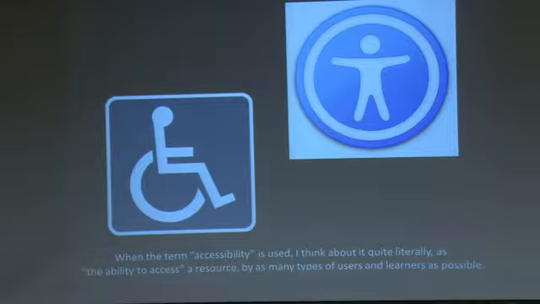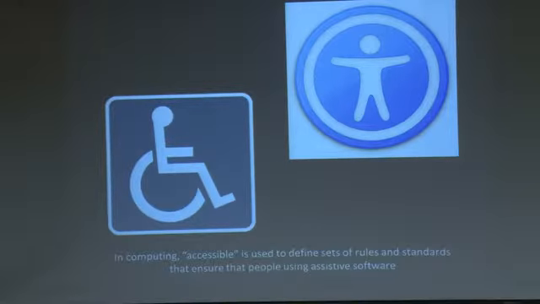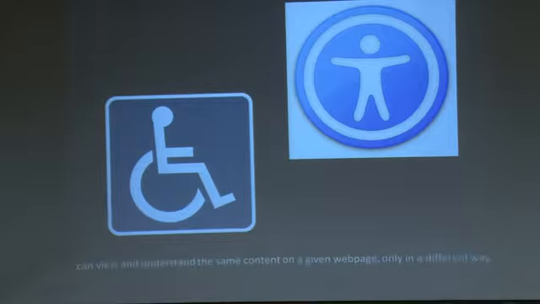When the term accessibility is used, I think about it quite literally as the ability to access a resource by as many types of users and learners as possible. In computing, accessible is used to define sets of rules and standards that ensure that people using assistive software can view and understand the same content on a given web page, only in a different way.